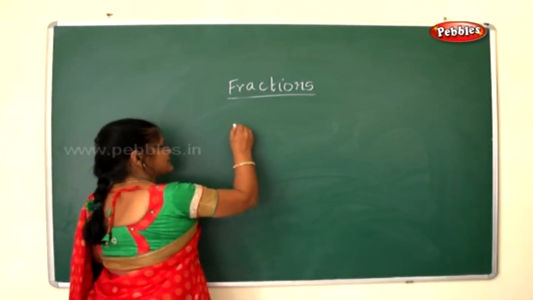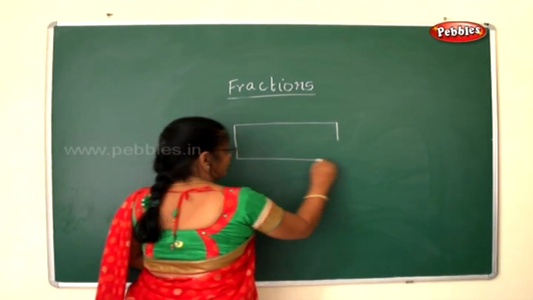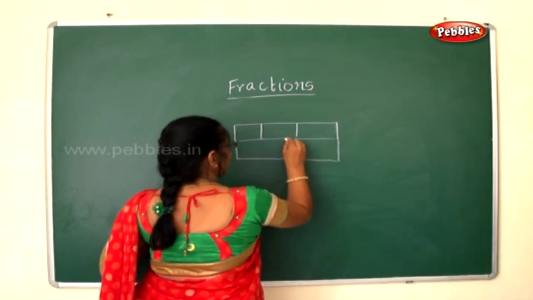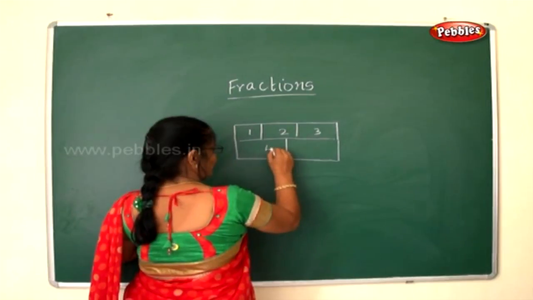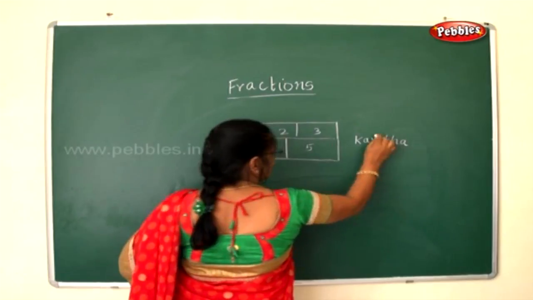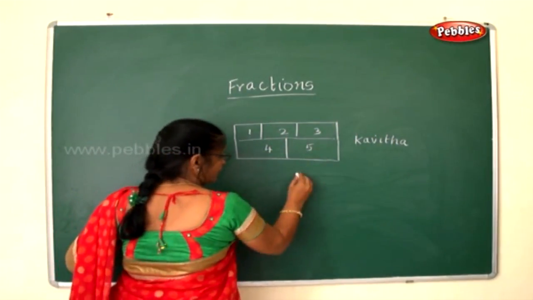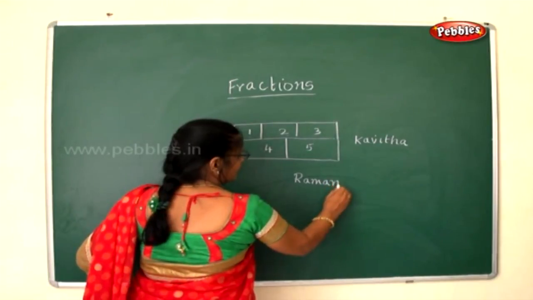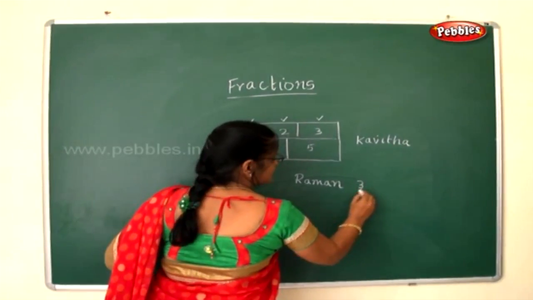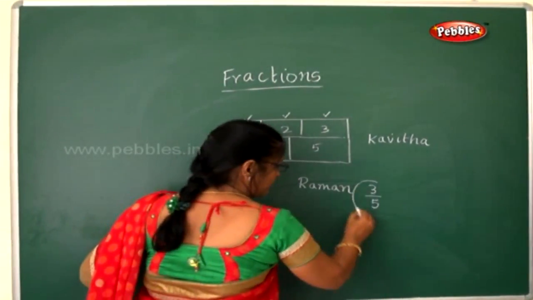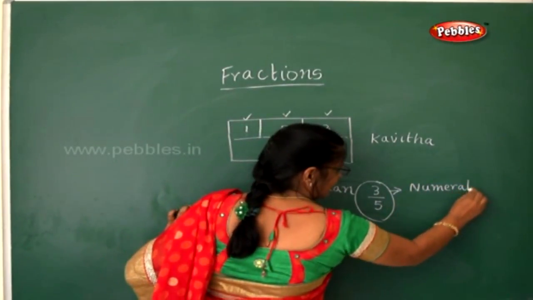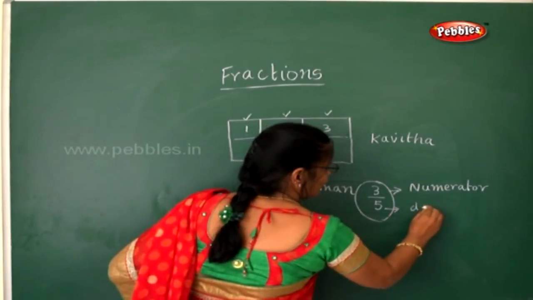See, there's one more thing. I'll just draw you a piece of chocolate. I think everyone likes chocolate. 1, 2, 3 and 4. Kavita was having 5 parts of chocolate: 1, 2, 3, 4 and 5. Raman wanted 3 parts of chocolate, that is 1, 2 and 3. So Raman wanted 3 parts, that is 3 by 5. So what is this 3 by 5? 3 is the numerator and 5 is the denominator.